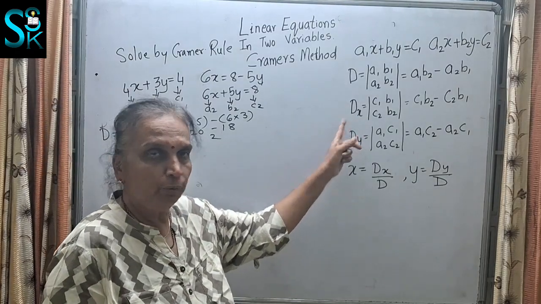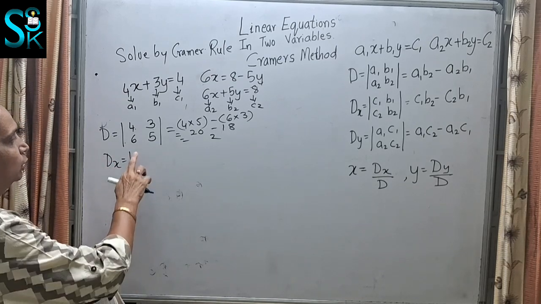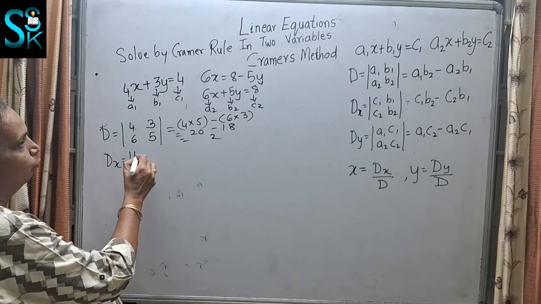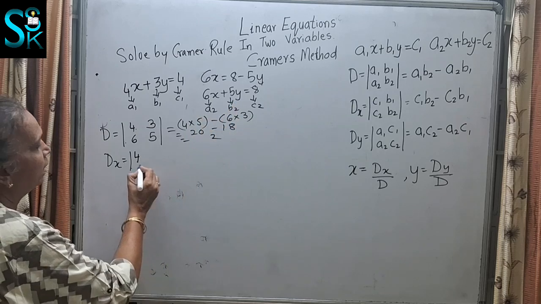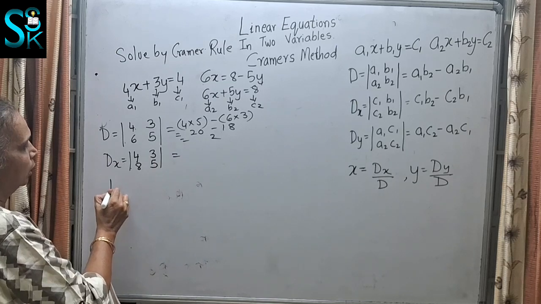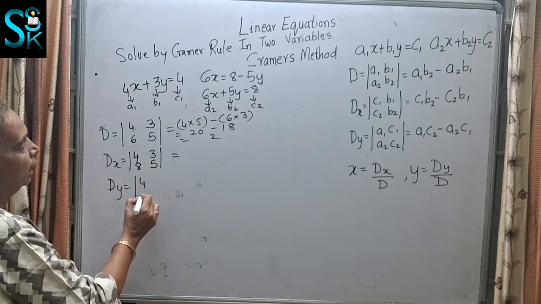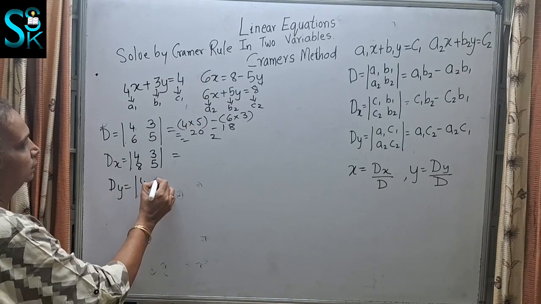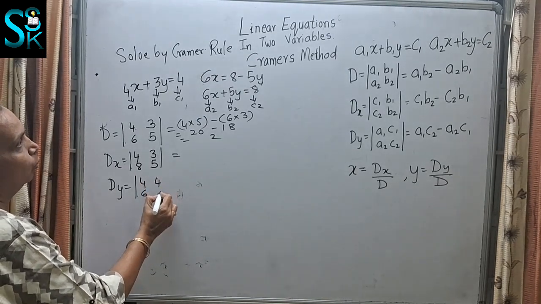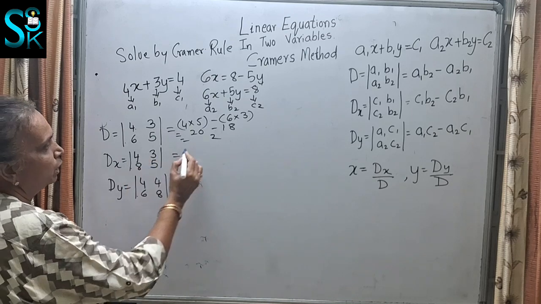Now we want to find out the value of dx. So to find out the value of dx, what you have to replace, instead of A1, A2, you are going to write C1, C2. That is 4, and what is C2? 8. Okay, and here you are going to continue this 3 and 5. Similarly, you are writing dy also. Dy, you are first going to write A1, that is 4, and A2, that is 6, and you are going to replace C1 and C2, that is 4 and 8. Yes.